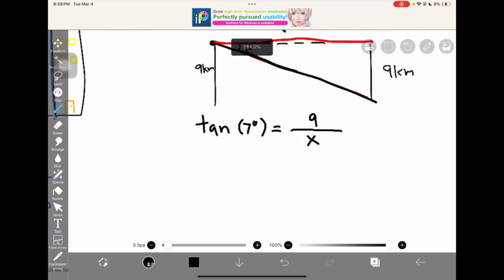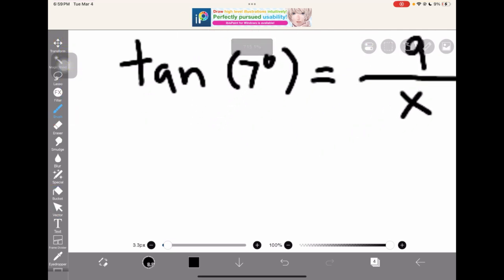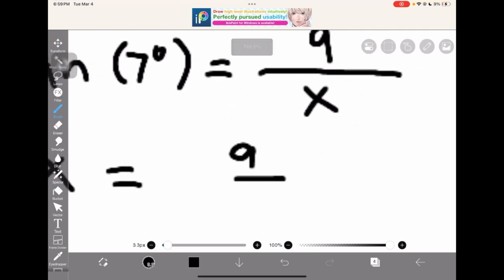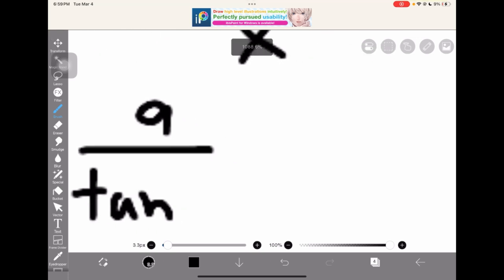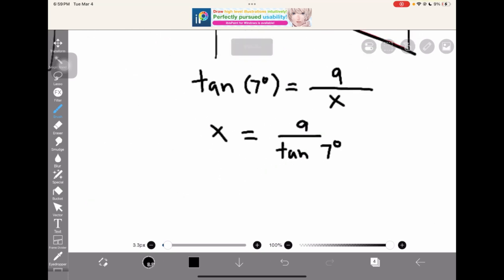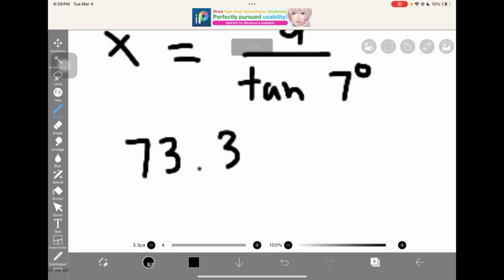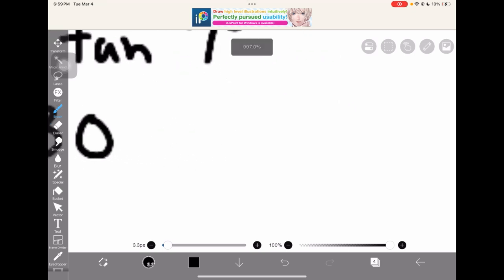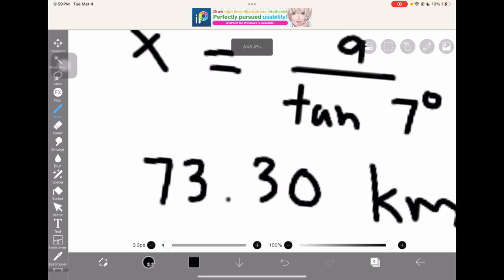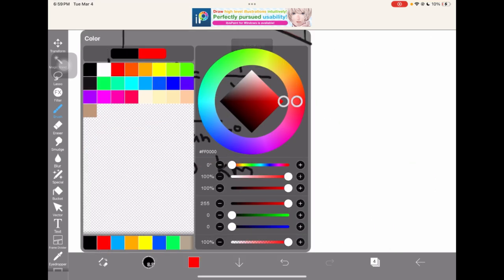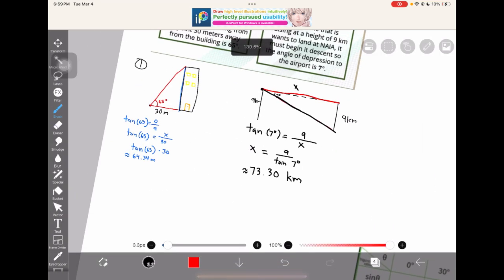We don't know what x is, so TOA. So we're going to do x is equal to 9 over tan 7 degrees. We're going to plug that into our calculator over here. So 9 divided by tan 7 degrees. And we do get about 73.30 kilometers as our answer. And that's our answer for this problem over here.